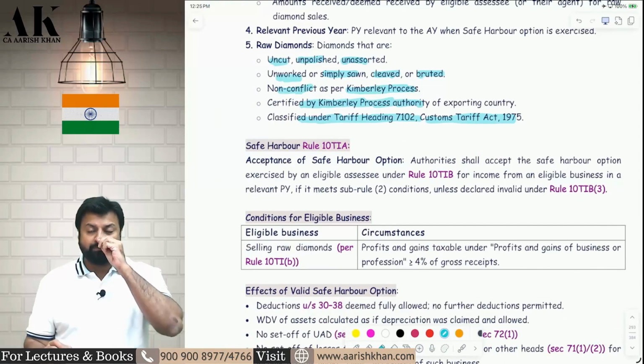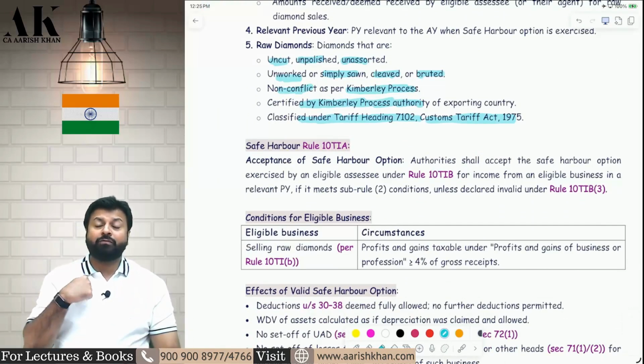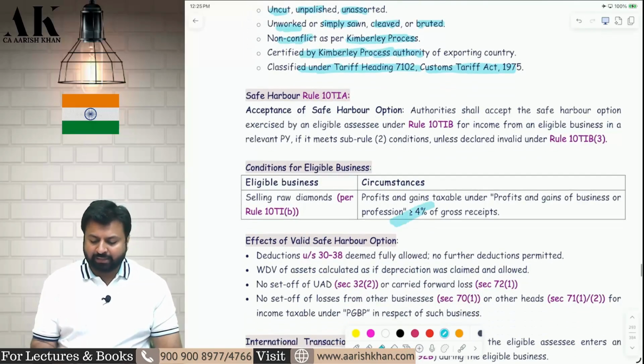Once you make an application, it is applicable for whom? A foreign company which is doing what? Selling raw diamonds, not displaying raw diamonds. Selling where? In a special notified zone, not everywhere in the entire country. So they can show their safe harbor as 4%. 4% of the gross receipt will be considered as their safe harbor.